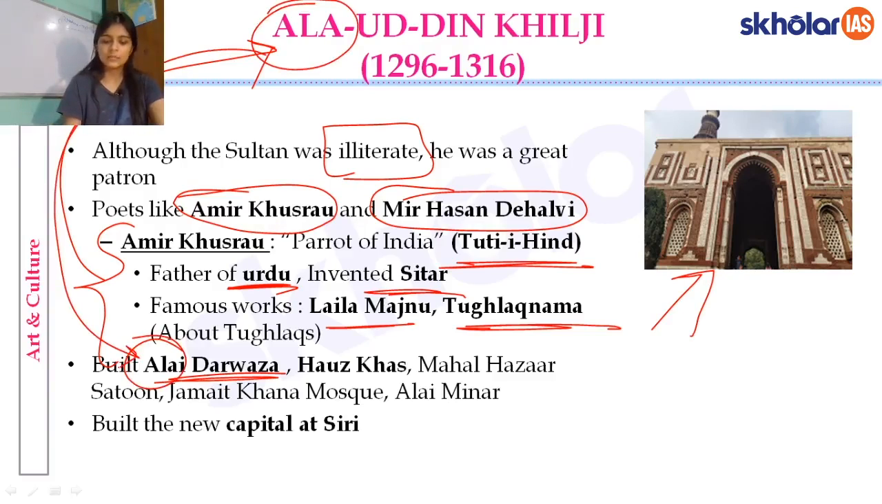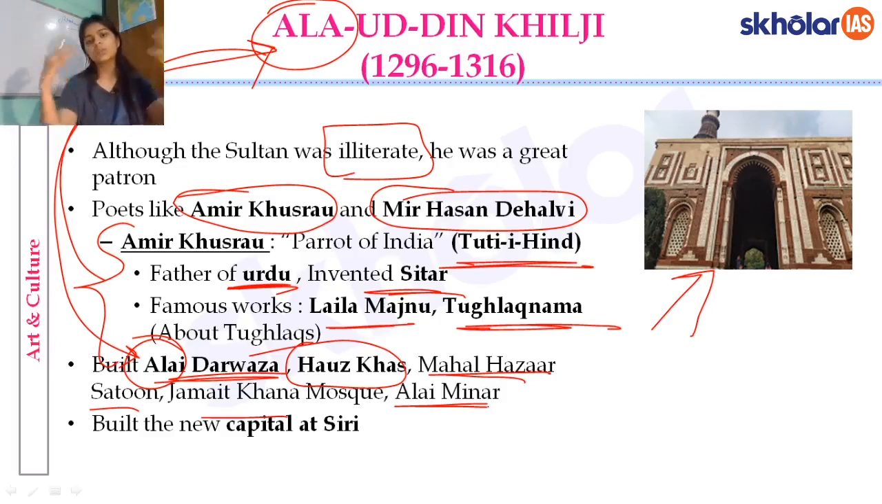And also he had built the complex of Hauz Khas and some other buildings, not really important, but I have put them here so that you can just pass through these names if at all there are. Mahal Hazar Satun, Jamaat Khana Mosque and Alai Minar. Alai, remember, it comes from his name. This is how I want you to remember. Alauddin, Alai Minar, Alauddin, Alai Darwaza.